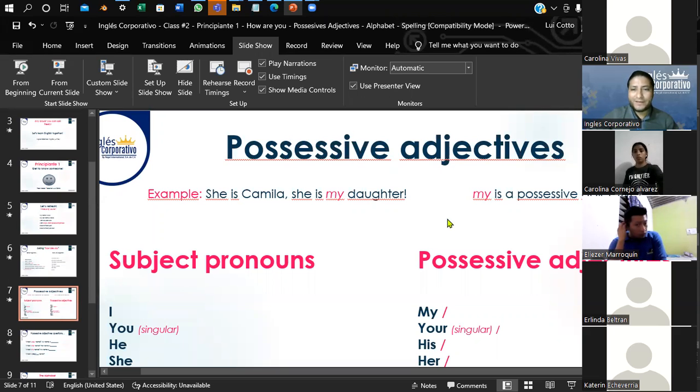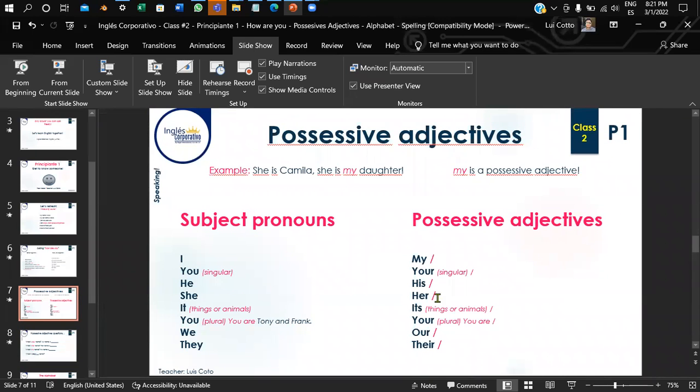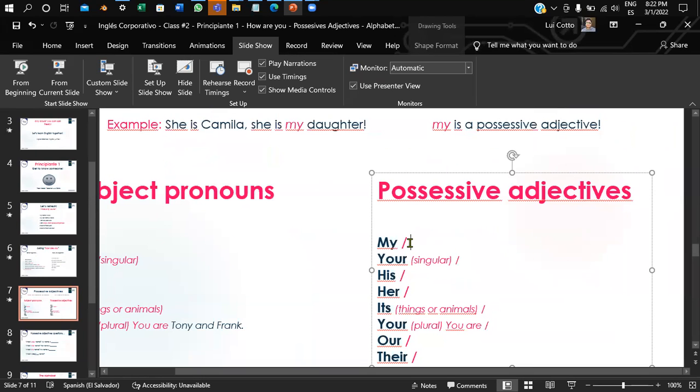Okay, nice. The word mine, for example, if I ask you, what is your last name, Eliezer? What is your last name, Eliezer? My last name is Marroquin. Ah, okay. In that case, you are using the possessive adjective. My. Okay. What does it mean? Mine. Mío. Okay. My name. My last name is, can you repeat the sentence? My last name is Marroquin. Okay. Very good.